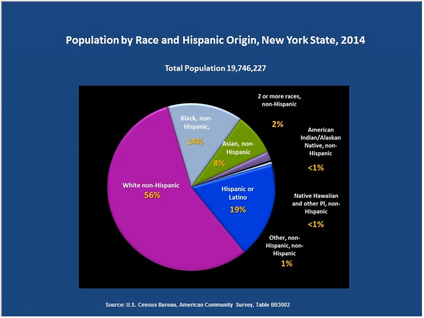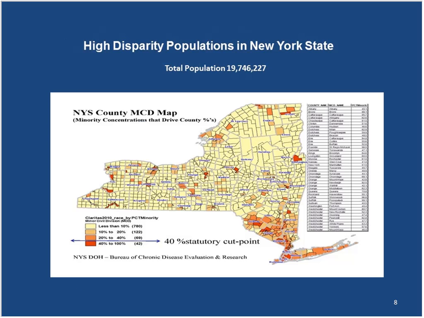So this slide is just meant to say that non-white populations will probably not be the majority going forward. 44% of the state is non-white right now, so we feel that the idea that there's going to be a majority population and minority populations is fading fast. The state is very mixed, and there's a movement towards a more diverse population overall.